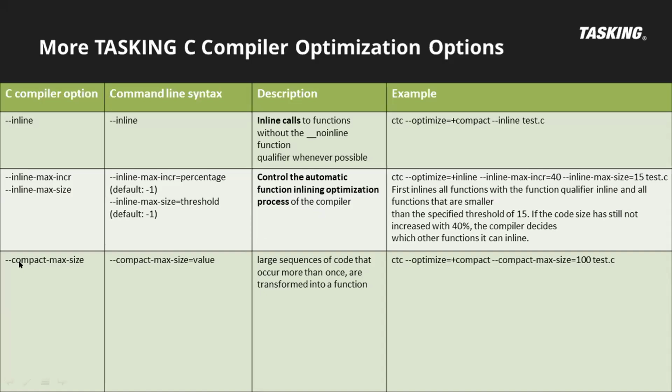Okay, compact maximum size. That means if you have a large sequence of code that occurs more than once in your source code, it will be transformed into one function. And this option here will define the size of this.